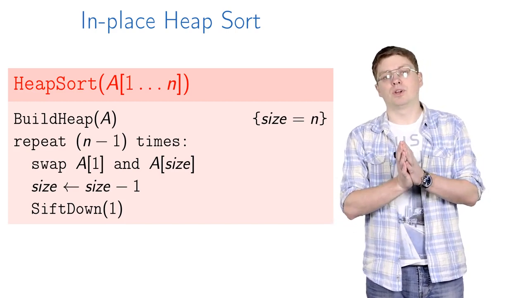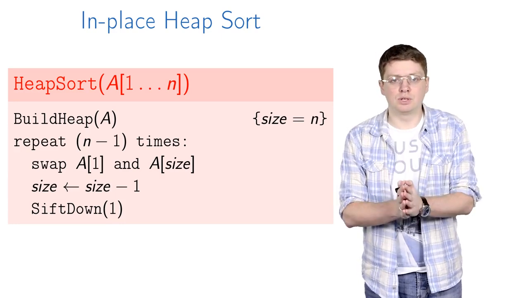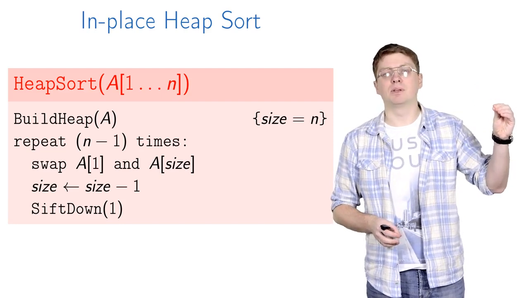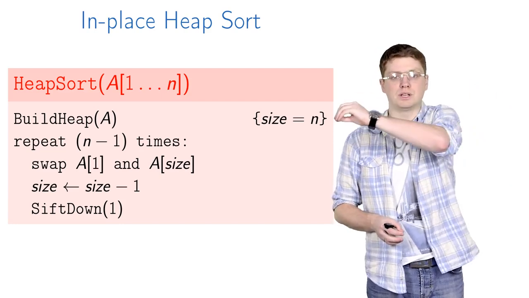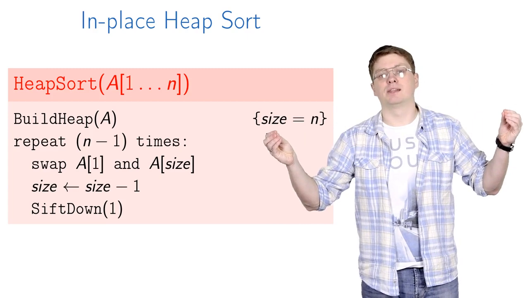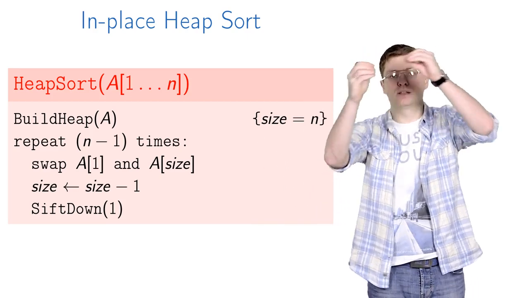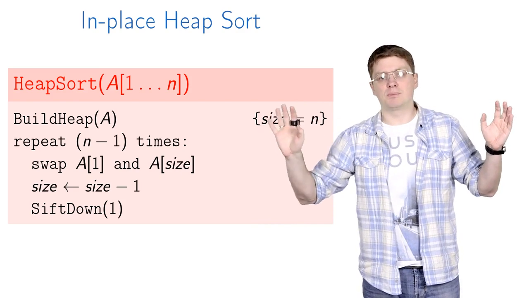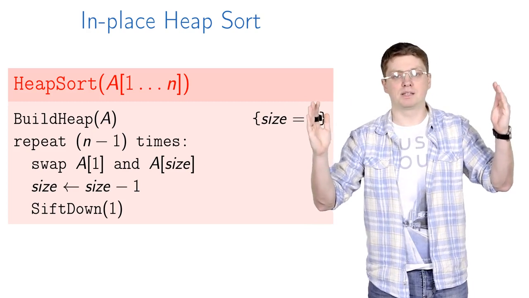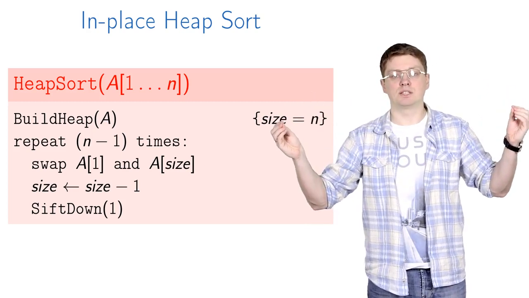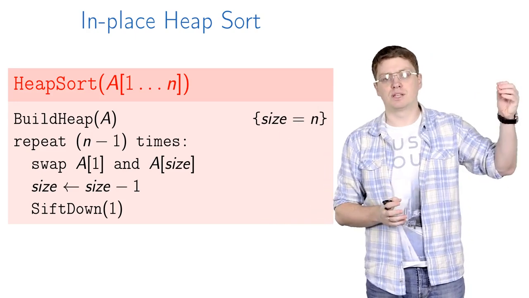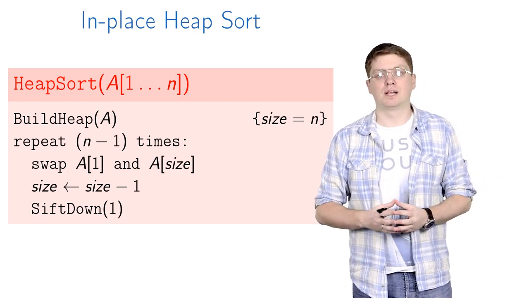We first recall that just after calling build heap, the first element of our array is the maximum element, right? So we would like to put it in the last position of our array. We just swap A[1] with A[n], and currently A[n] is equal to A[size]. Then we forget about the last element, so we decrease size by 1. So now our heap occupies the first n-1 elements. And since we swapped the last element with the first element, we potentially need to sift down the first element. So we just call sift down for element number 1.